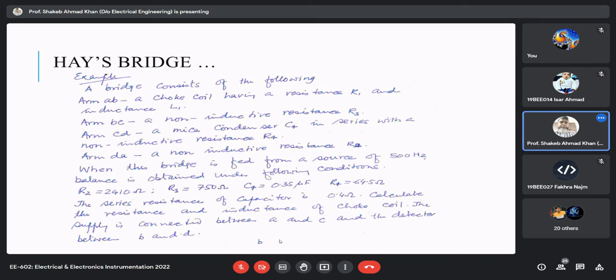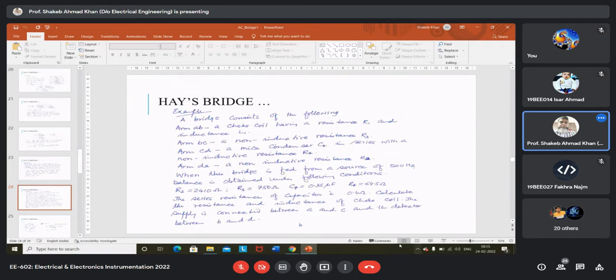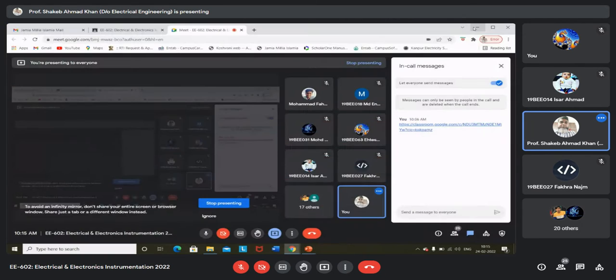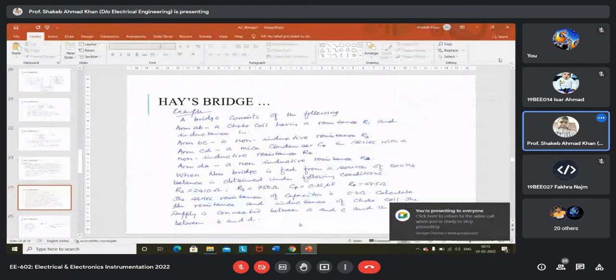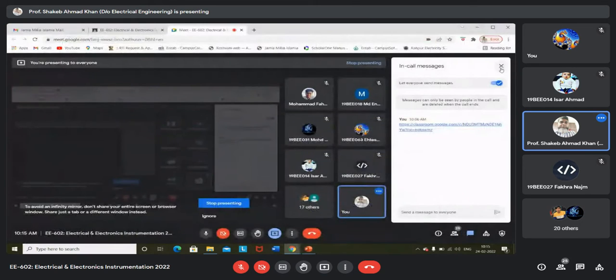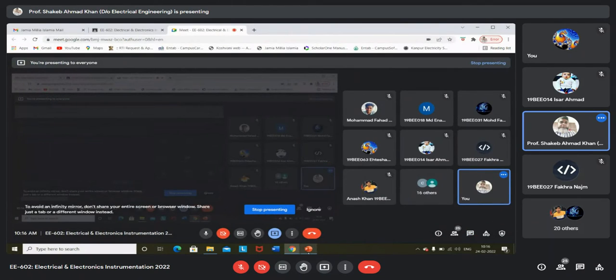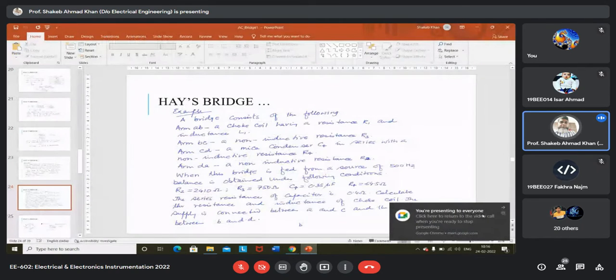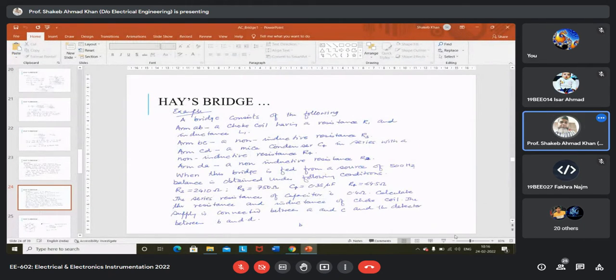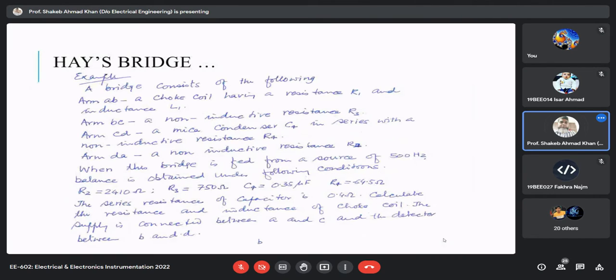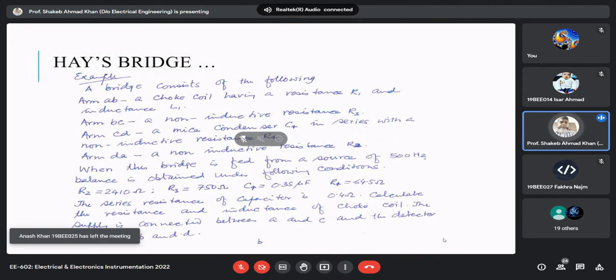We solve this example. You solve quickly, please. If you are having any problem in any step, then you can ask. I'll take your attendance.